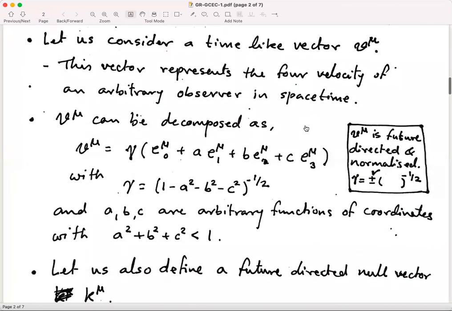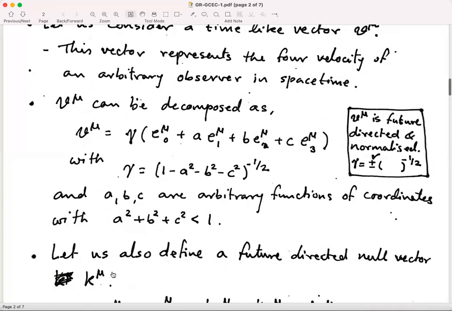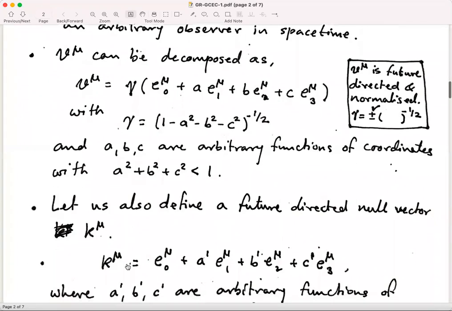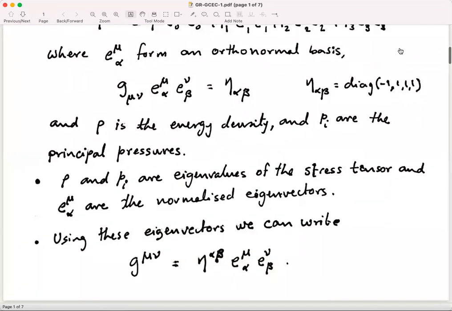Let's do one more thing. Let's have a future directed null vector. Let's call it K mu. And this K mu can also be written in a similar fashion as E0 mu plus A prime E1 mu plus B prime E2 mu plus C prime E3 mu. Now notice that there is no normalization sitting around here, unlike the time-like vector, and we know why. The time-like vector has finite norm. V mu V nu g mu nu is equal to some negative number, and that is a negative number simply because our choice of metric is minus plus plus plus. So that's why time-like would be a negative quantity.